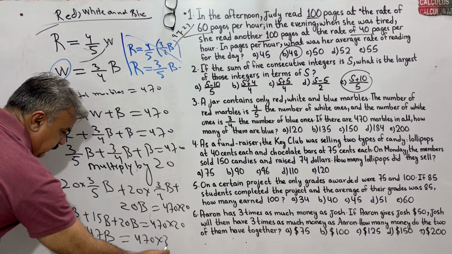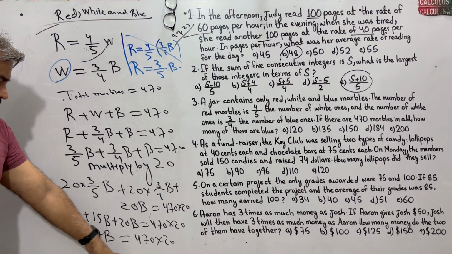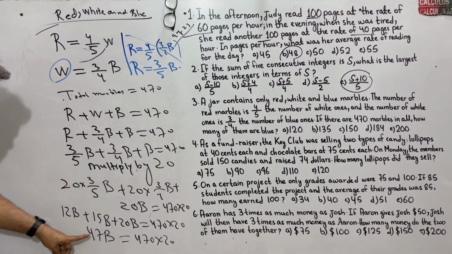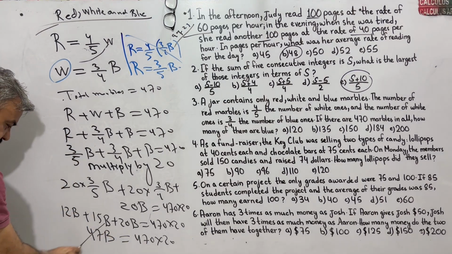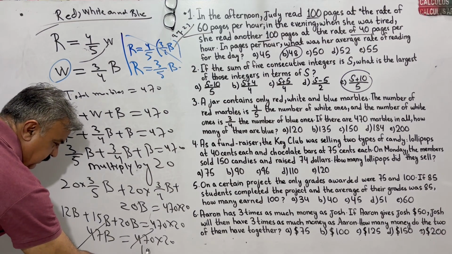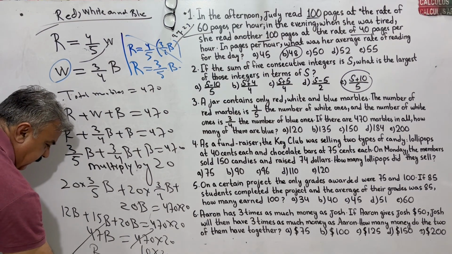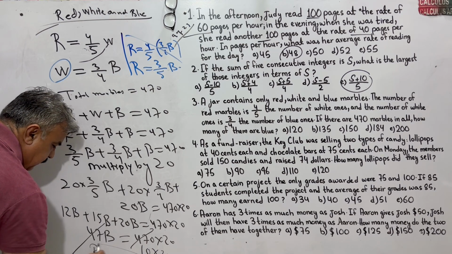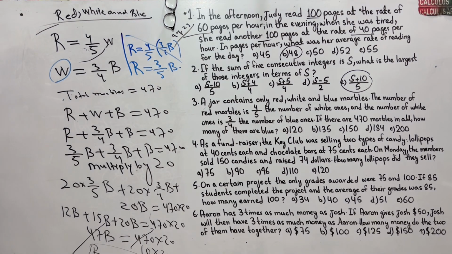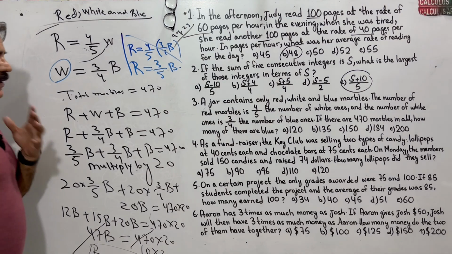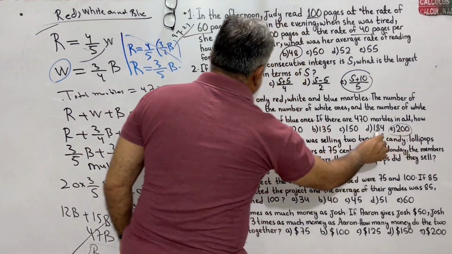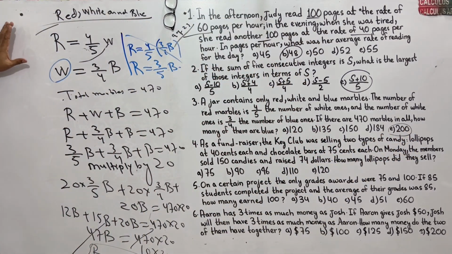I am deferring the calculation as long as it is possible. So divide by 47. I have 10 times 20. So the number of blue marbles is 10 times 20, which is 200. The number of blue marbles is 200 in that case. Really very easy.